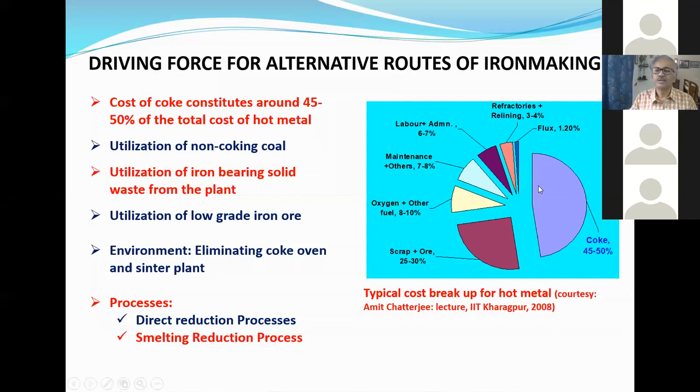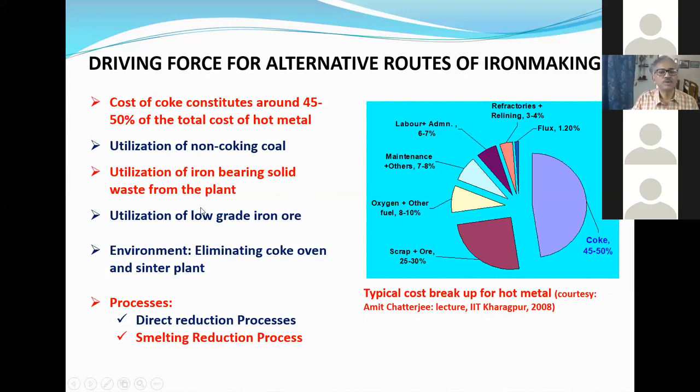So in India, we are looking for a coke-free process. That is one of the driving forces for alternative routes of iron making: utilization of non-coking coal. The coking coal reserve is very less. We have plenty of non-coking coal. Why can we not utilize it? So we have to design some reactor, okay, where we can use the inferior grade of coal, that is the non-coking coal.